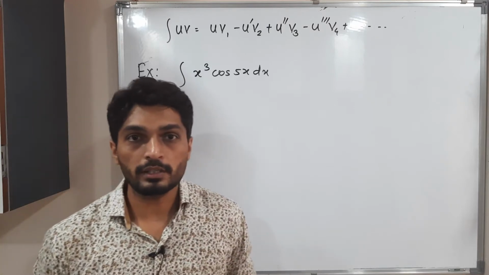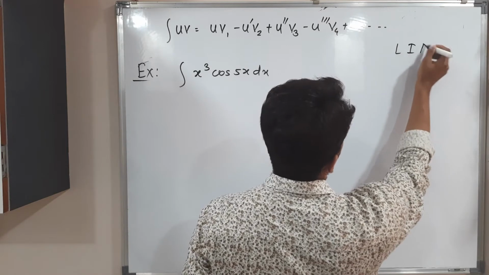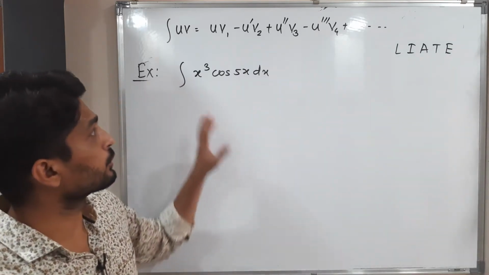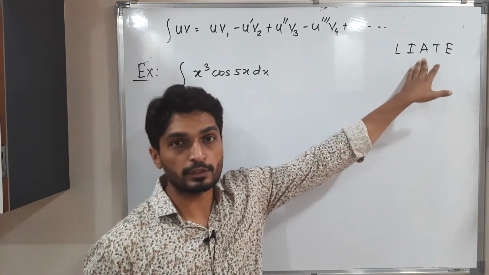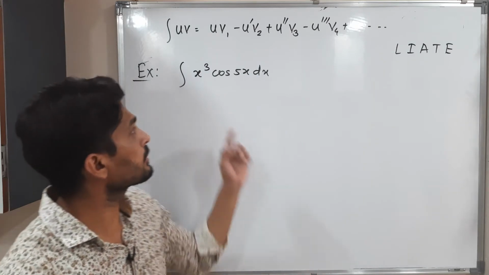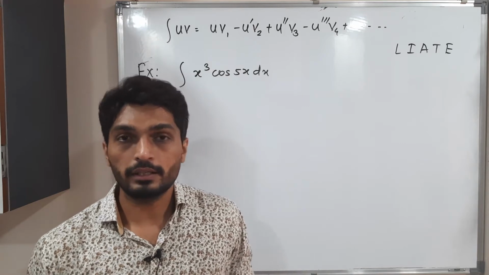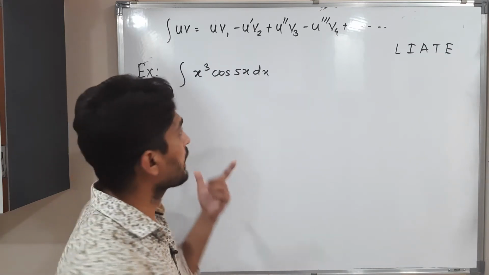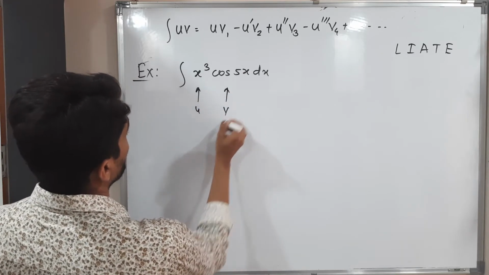So two functions are there, x cube and cos 5x. This LIATE rule we will follow to select our u and v. X cube is a polynomial function, that's why it is algebraic. A stands for algebraic function. Cos 5x is a trigonometric function, and T stands for trigonometric function. A comes before T, right? So yeah, this choice is correct. That means this is our u and this is our v.